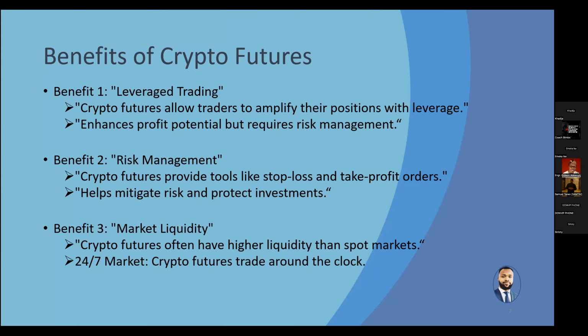Then we have market liquidity. Now, crypto futures often have higher liquidity than the spot market. Yes. Crypto futures also trade around the clock. Most times I trade around 1 a.m., 2 a.m., when the market closes and when the market opens, I'll be there. Most of the signals will drop. Maybe we'll be awake throughout the night to make sure we get a very good entry point and we state it, not drop it. I just don't want to start stressing some of us.